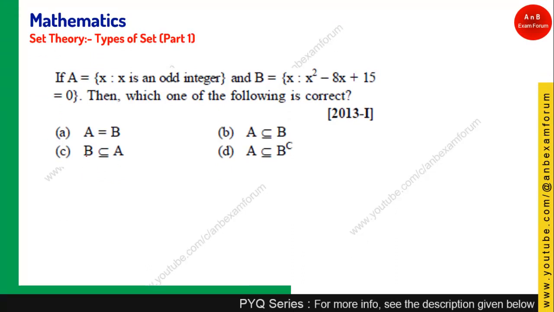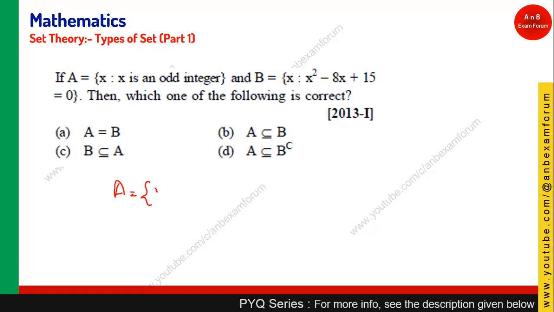So there are two sets basically, A and B. Okay, so you need to build the set from this particular condition. This is set builder. So let's build the set. A is the set of x, where x is an odd integer.